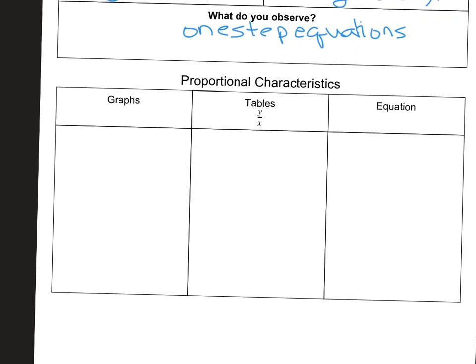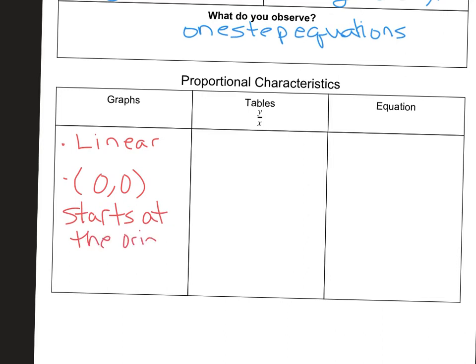If I'm given a graph, what do I need to know? That my graph definitely is taking on a linear relationship, but more importantly, where the graph starts, right? It starts at the origin. So if your graph starts at the origin, that's another huge indicator that we're dealing with a proportional situation.